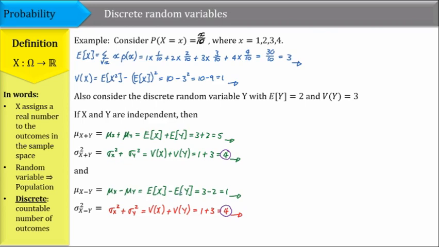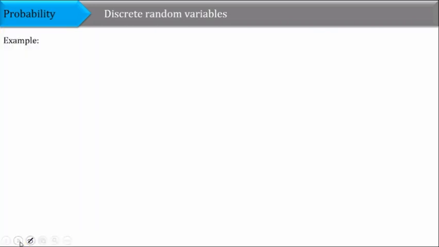Right, this is the end of the first example. Let's have a look at another one.